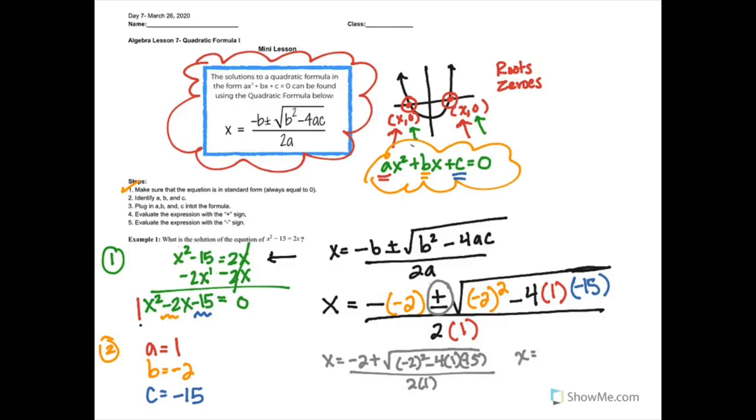And then you're going to do it again, but now instead of with a plus, you're going to do it with a minus. Oops, see how I already made that mistake? Don't make the same mistake I just did. So you have -2 minus the square root of -2 squared minus 4 times 1 times -15, over 2 times 1. And you're going to put those things in your calculator. So now I'm going to show you how to put those in your calculator.